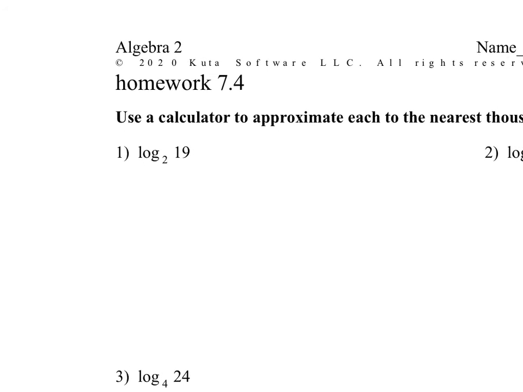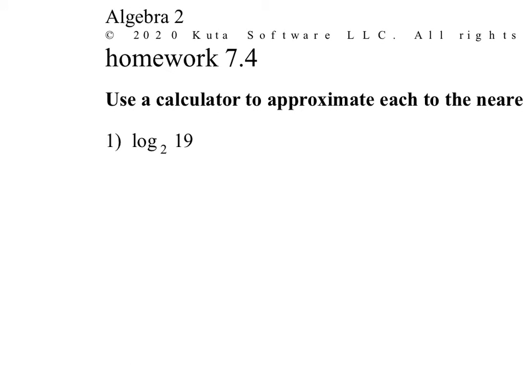Alright, so 7.4 homework. The first three questions, remember we use a calculator. So we need to do that change of base formula. So it's going to be the log of 19 over the log of 2. So we put those into our calculator. First we're going to do the log of 19. And we get 1.2787.